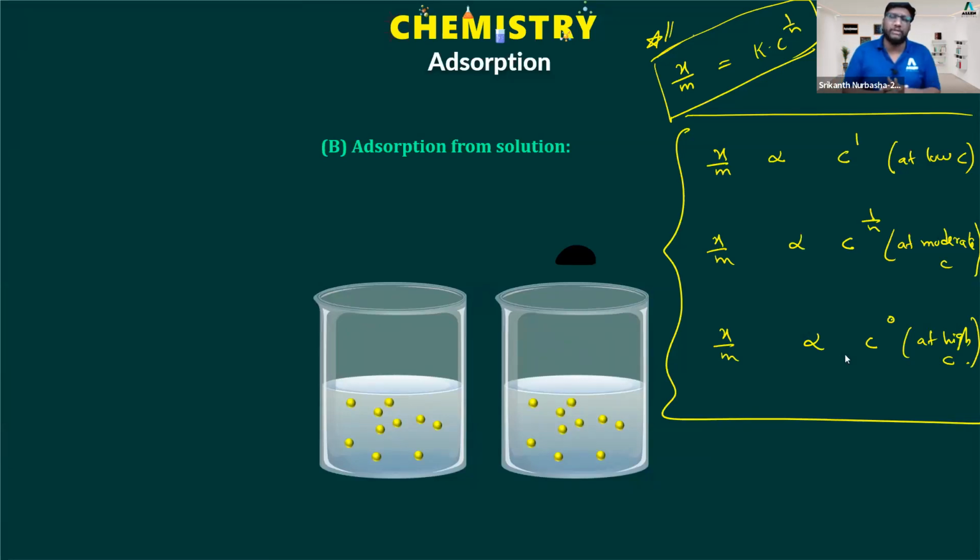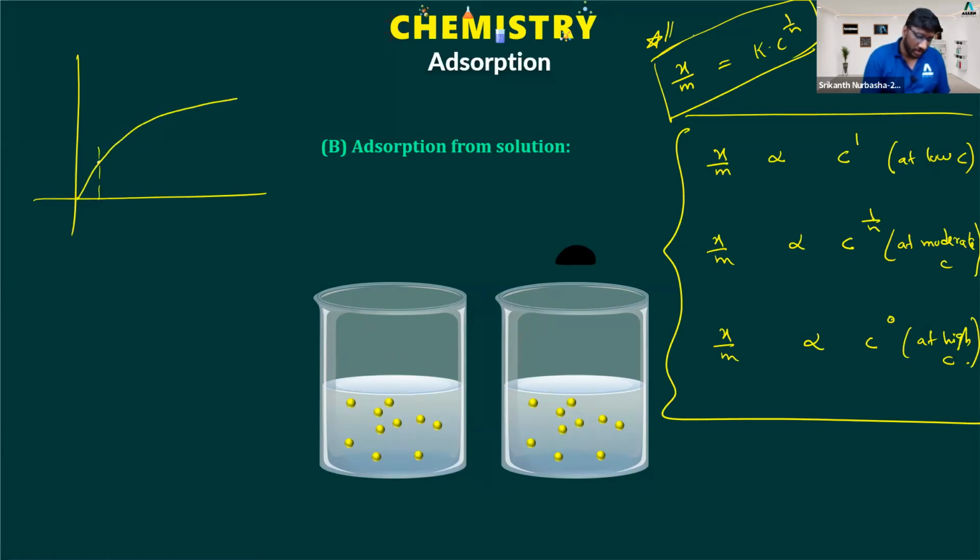Adsorption will occur. Extent of adsorption is directly proportional to concentration. I have 10 surface points, I have added 20 molecules. Like moderate concentration, x by m is directly proportional to C power 1 by n, where it is going to vary in the curve form. So in the low concentration, x by m varies like a straight line. After that, it will be a curve. After that, it is independent of the concentration. So I have a curve like this.